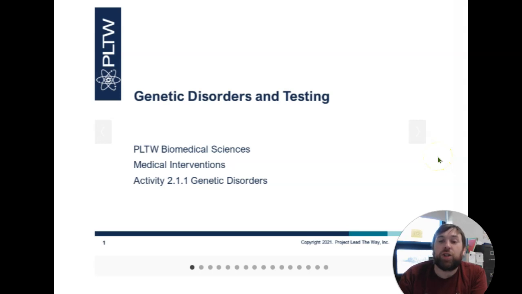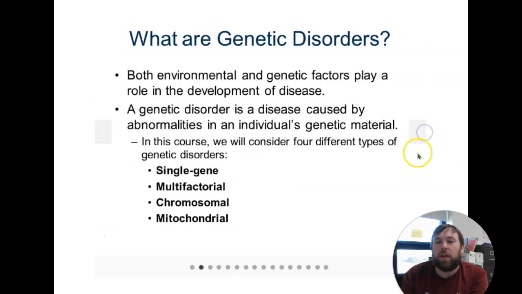Hi folks, today we're going to talk about genetic disorders and testing, specifically what kind of genetic disorders there are, how we categorize them, and how we test and screen for them, say when you're having a child and you want to know whether or not this child is going to inherit a genetic disease that you have. Now, first, what exactly is a genetic disorder?